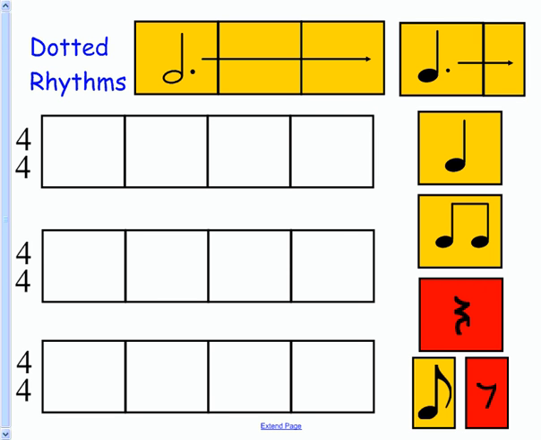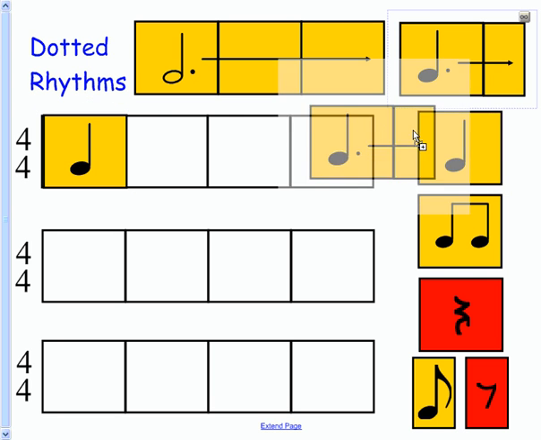We're going to start talking about dotted rhythms. Now, what a dotted rhythm basically does is extend the length of a note by half of its value. Now, that's confusing to say, but I'll show you how this works. For instance, you know that a quarter note is 1 beat. What we're going to do is take a dotted quarter note.